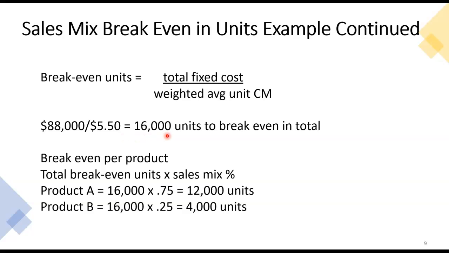So that's the number of units we need to sell, given the sales mix of product A and B, to cover all of our variable costs and all of our fixed costs to ensure that we at least don't go negative. So this will give us a zero net profit. If we want to break that out and figure out how many units we need to sell of each item, all we do is take our total break even and multiply it by the sales mix percentage. So 16,000 multiplied by 75% means we need to sell 12,000 of product A. 16,000 multiplied by 25% for product B means we need to sell 4,000 of product B.